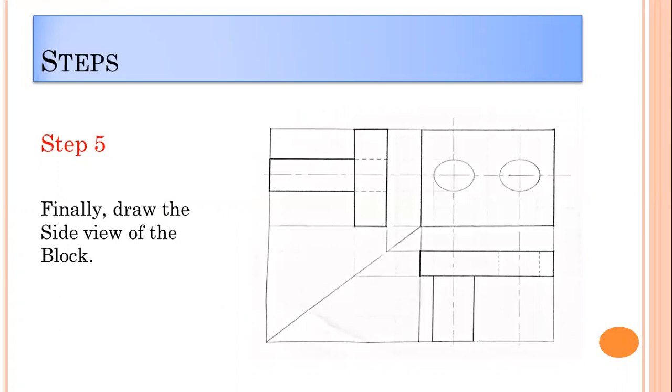Lastly, the side view of the block is drawn by projecting lines from the top view. Do not forget to include the hidden lines for the circular section. This shows how to obtain an orthographic view which involves circular surfaces.